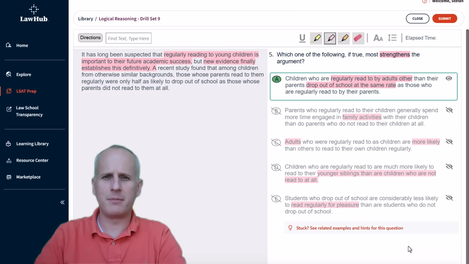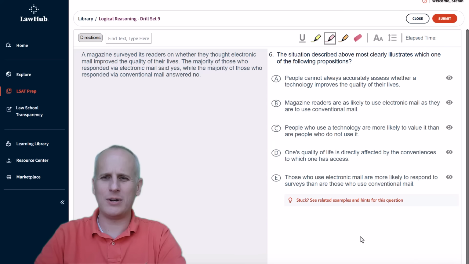Moving on from question number 5 over at lawhub.lsac.org in its drill set number 9 for logical reasoning, we see question 6, which is asking for the situation described above most clearly illustrates which one of the following propositions. So the situation described most clearly illustrates which.